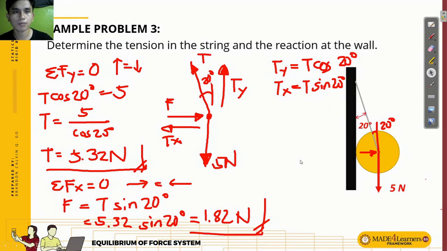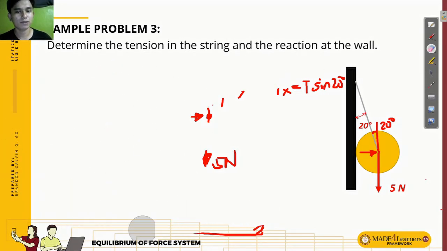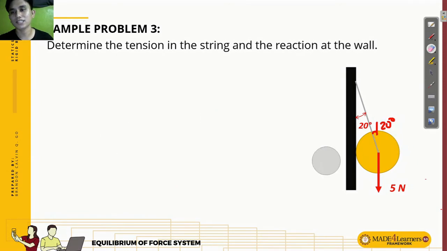Okay na ba? Okay na ba yung last. Okay, so, atong solve ang last problem. I think last na siya.